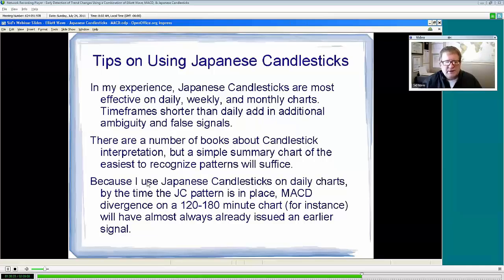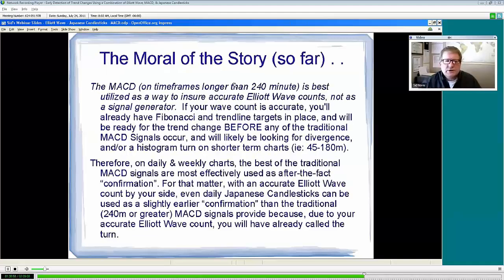But amazingly enough, with the Japanese candlesticks, the way I do things, since I can only trust them on dailies or greater, oftentimes I'll already know that we're at a trend change because the MACD will have given me a very accurate Elliott Wave count, for some reasons that I'll point out in a second. And before a daily Japanese candlestick pattern completes, I probably will have already seen MACD divergence on a 120 to 180 minute chart, showing a completion of some sort of trend. So let's see how that works.